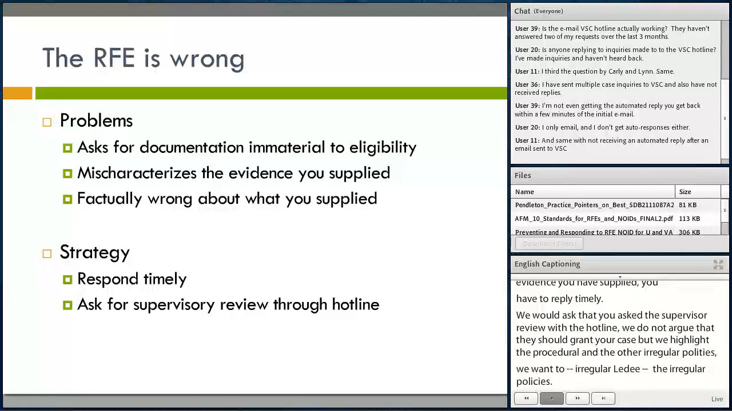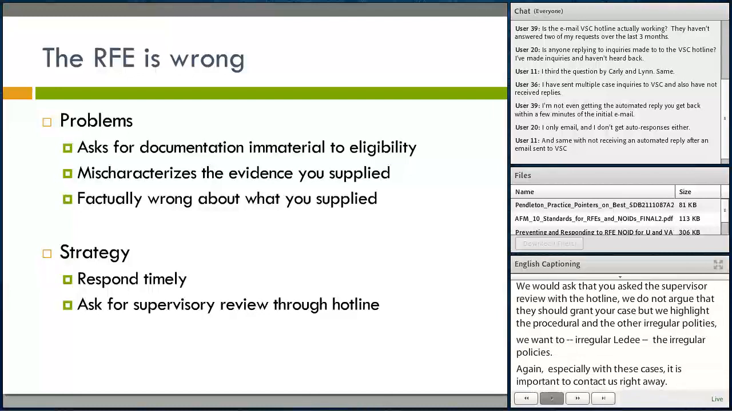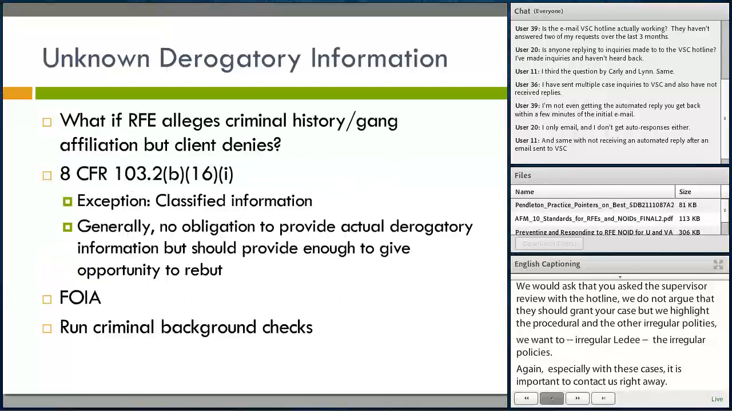And so, again, especially in these cases, it's really important to contact us right away because we may already have briefs or at least arguments about various things they're asking for that aren't required, and you don't need to recreate the wheel.